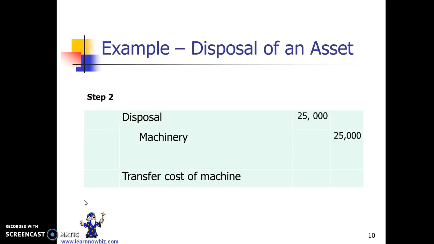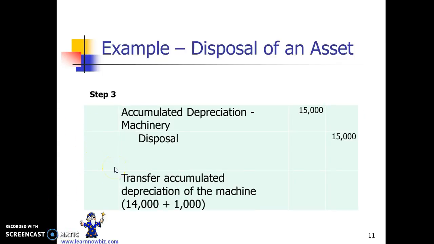The second step in the disposal of an asset is to transfer the cost of the machine to a disposal account. Now the disposal account is a temporary account which is used to work out the loss or profit on the sale of the machine. Let's go to the 3rd step in the disposal of an asset. Remember, all these steps are important when we're trying to work out the accounting entries for this disposal.